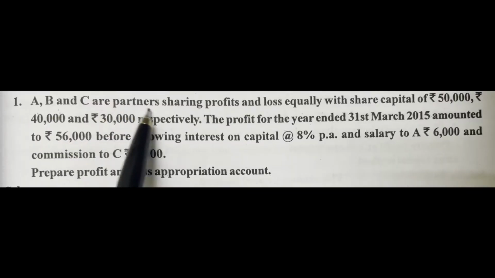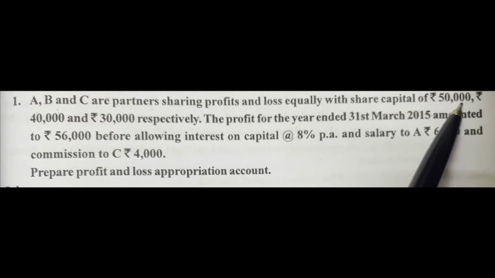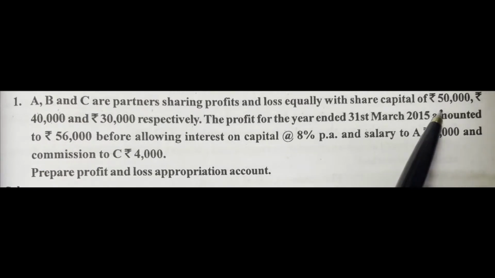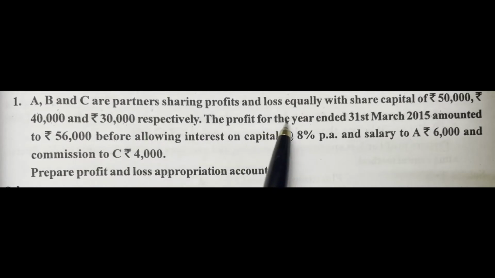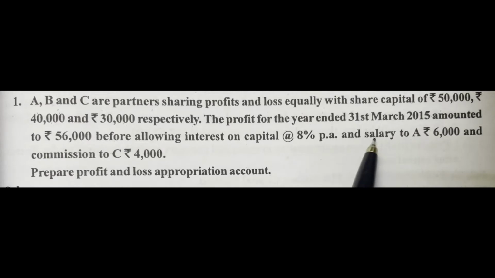A, B and C are partners sharing profits and losses equally with a share capital of 50,000 rupees, 40,000 rupees, 30,000 rupees respectively. So A invested 50,000, B invested 40,000, C invested 30,000. The profit for the year ended 31st March 2015 amounted to 56,000 rupees before allowing interest on capital at the rate of 8% per annum and salary to A 6,000 rupees and a commission to C 4,000 rupees. Prepare profit and loss appropriation account. This is the question. Let us see the solution for this.